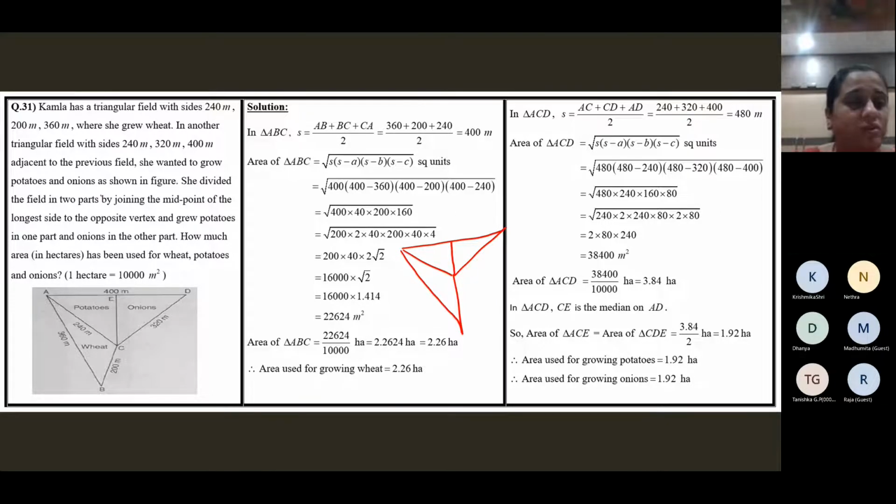So in this adjacent field, she wanted to grow potatoes and onions as shown in the figure. She divided the field into two parts by joining the midpoint of the longest side to the opposite vertex, and grew potatoes in one part and onions in the other part.